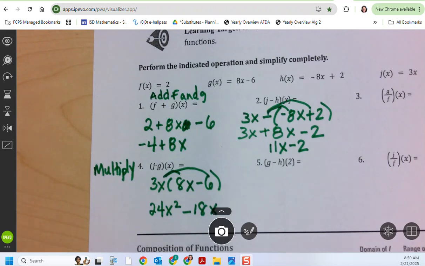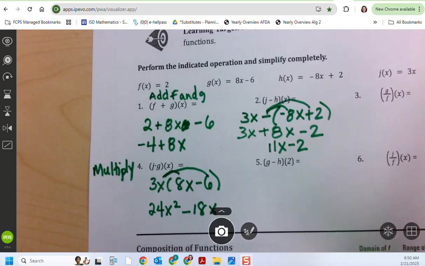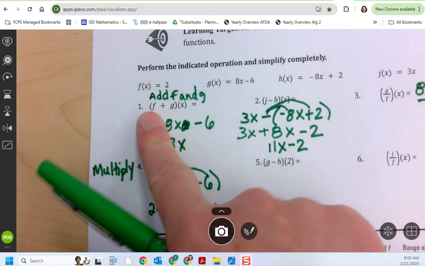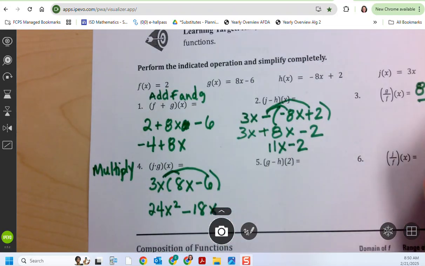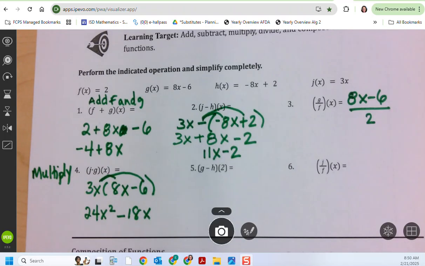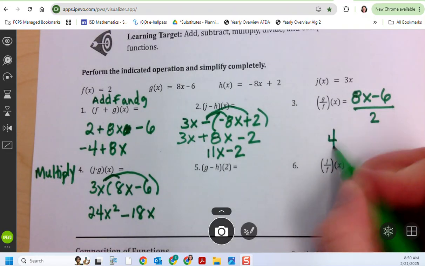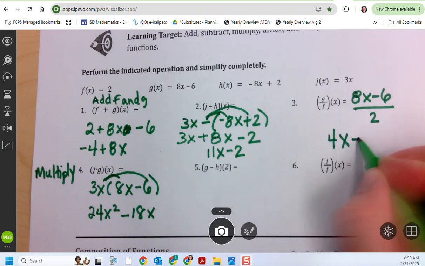Okay. In 3, it says g divided by f. So we look for g. And then we divide it by f, which is 2. There you go. G divided by f. Can we divide both 8x and 6 by 2? I think we can. 8x divided by 2 is 4x. Good. Minus what? Good.